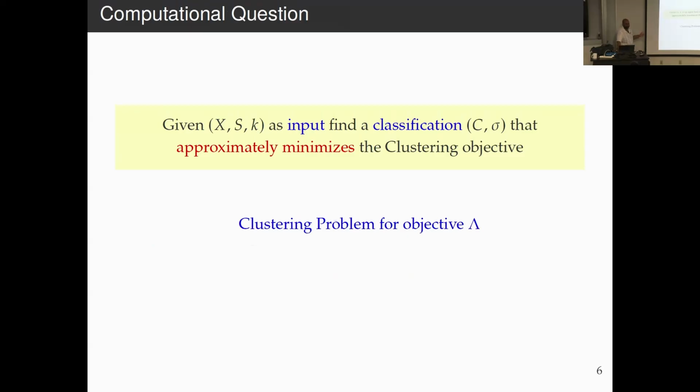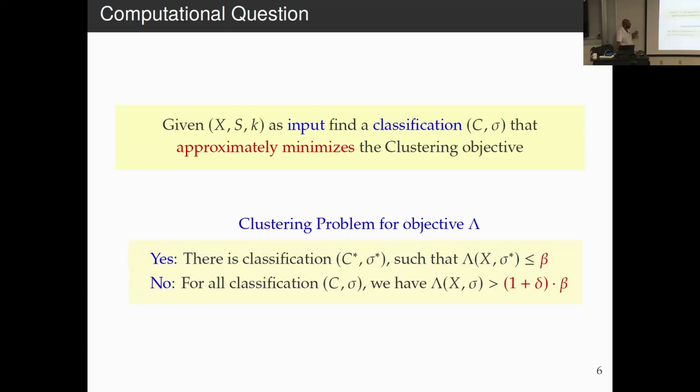And when you think of hardness, we study what are called decision problems. So it would be something to this case. You want to distinguish if the given input falls in which of the two cases. In the yes case, there is a classification such that the total cost is at most beta. And in the no case, for every classification, the cost is at least 1 plus delta times beta. So if an algorithm can solve this efficiently, then we say we have an efficient 1 plus delta approximation. And if you want to prove hardness, you want to prove it for the largest possible delta.